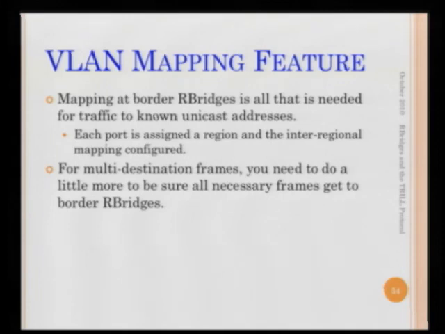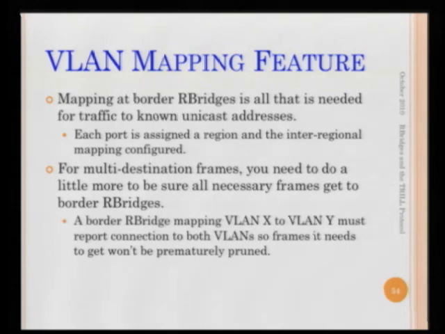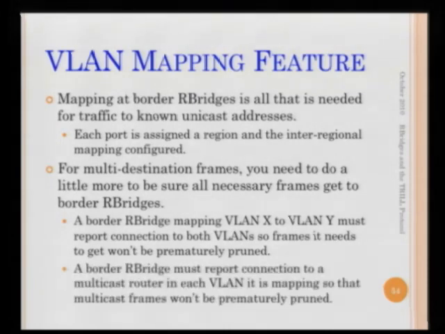And the reason for that is because of this tree distribution pruning. So you have to be sure that border RBridges get all the frames that they might need to map into the other region. So for example, if a border RBridge is mapping between VLANs X and Y, it has to say that it's connected to both of them. Otherwise, a frame in VLAN X might get pruned before it gets to that RBridge, even though on that branch of a distribution tree, there is a listener in VLAN Y downstream in the other region. So you actually have to set things up so that the border RBridges will advertise connectivity in such a way that they get all the frames they need to translate. And the same kind of thing is true for multicast groups.